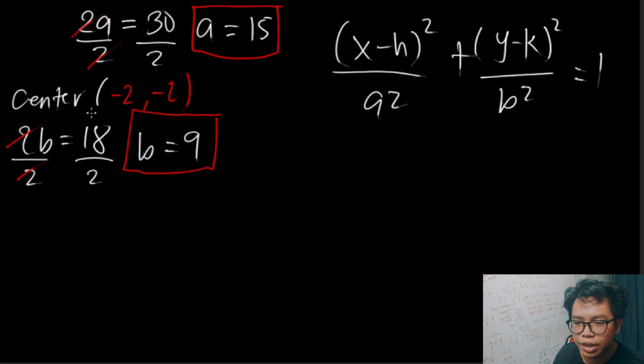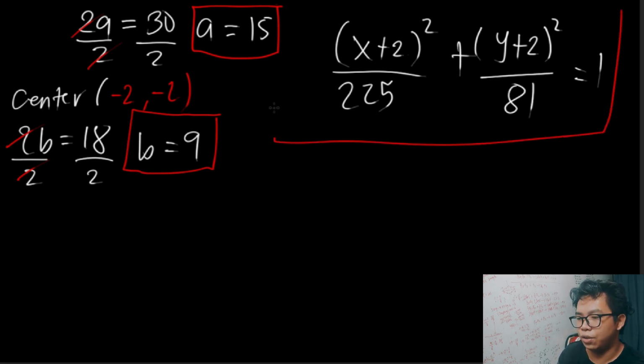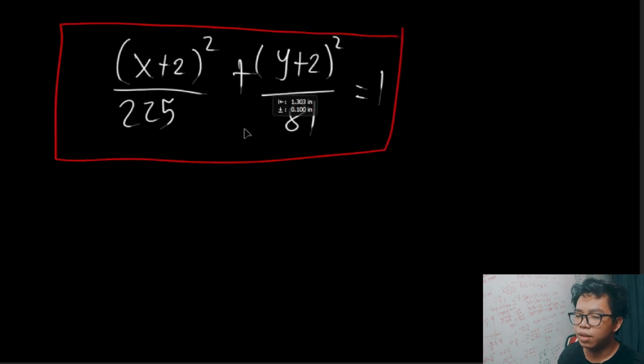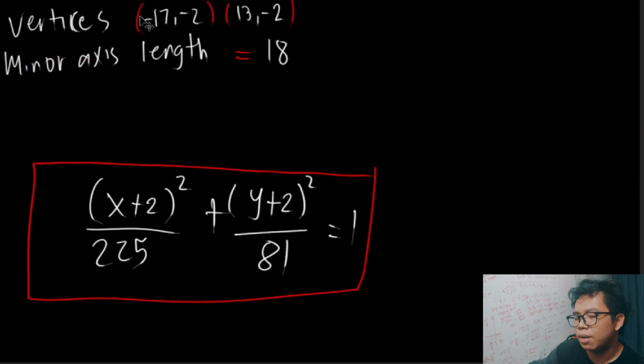Papalitan na. Center (-2, -2), h and k yun. Pag nilagay ko dito ang negative 2, magiging negative, negative 2, so magiging plus 2. And then, y minus k, pag nilagay ko dito yung negative 2, e di magiging plus 2 na. Okay na. a squared is 15 squared, 225. b is equal to 9, b squared, 81. And yun yung final answer: (x plus 2) squared over 225 plus (y plus 2) squared over 81 is equal to 1. Yan yung equation ng given na to. Okay, yun lang. Madali lang.